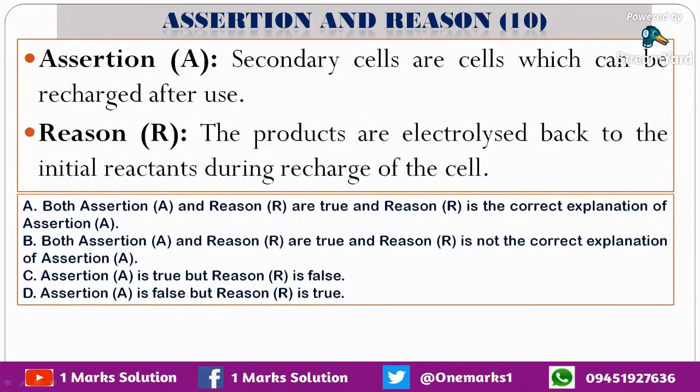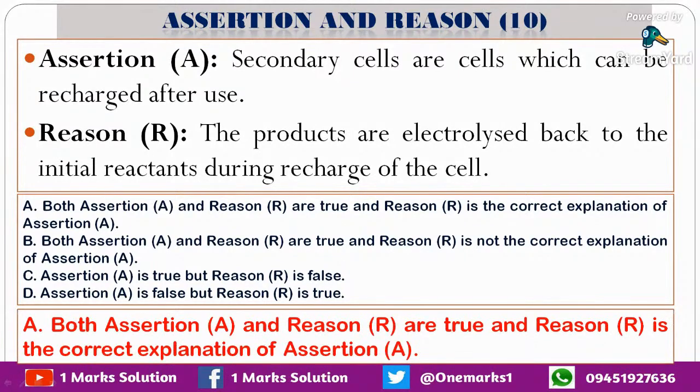Next, we have: secondary cells are cells which cannot be recharged after use. That's absolutely wrong. Primary cells are the cells which cannot be recharged. Secondary cells, sorry, that's not wrong. In a way, secondary cells are the cells which can be recharged. I just misinterpreted it as cannot, sorry. So secondary cells are the ones which can be recharged, but primary cells cannot. So your assertion is true here. The products are electrolyzed back to the initial reactants. That is also true. All your inverter batteries, all rechargeable batteries, even your mobile phone batteries and laptop batteries, are secondary cells, and that is why you can recharge them every time you use them.